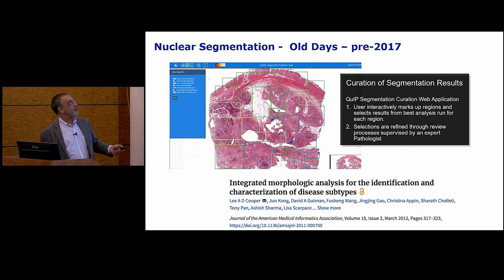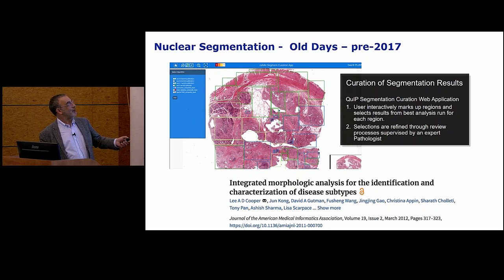So this was a challenge. Back in the ancient days, there were a few groups who actually cottoned on to deep learning and nuclear segmentation a couple of years before, but at least in our group, before 2017, we used traditional level set, mean shift, computer vision-y sorts of algorithms. I worked with a variety of really excellent people who developed these things, and they only worked okay.